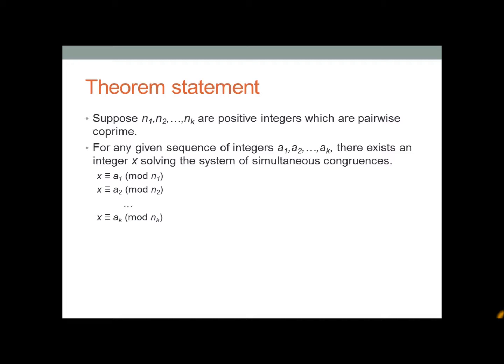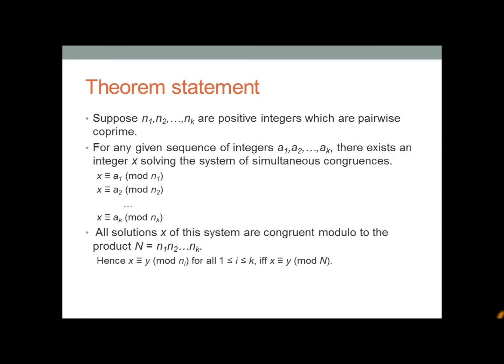The simultaneous congruences are shown below. Furthermore, all solutions x of these systems are congruent modulo the product of all the n's. Let's call it capital N. That is because x is congruent to y modulo ni for all values of i ranging from 1 to k, if and only if x is also congruent to y modulo capital N.